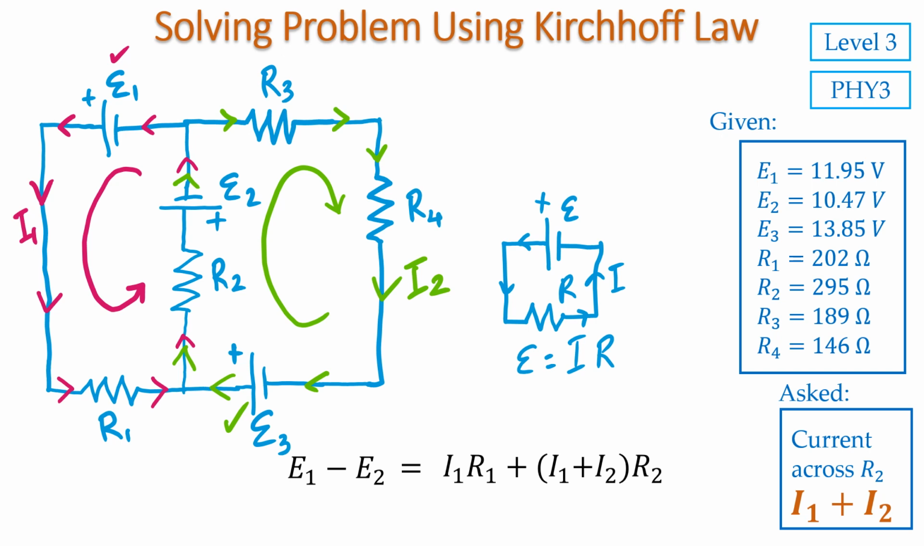Now let's do it for the right part of the circuit. Taking the reference of E3, we collect all the voltages on the left-hand side. Note that if the other battery has a different polarity with respect to E3, we have to make it negative, and all the current times resistance to the right.